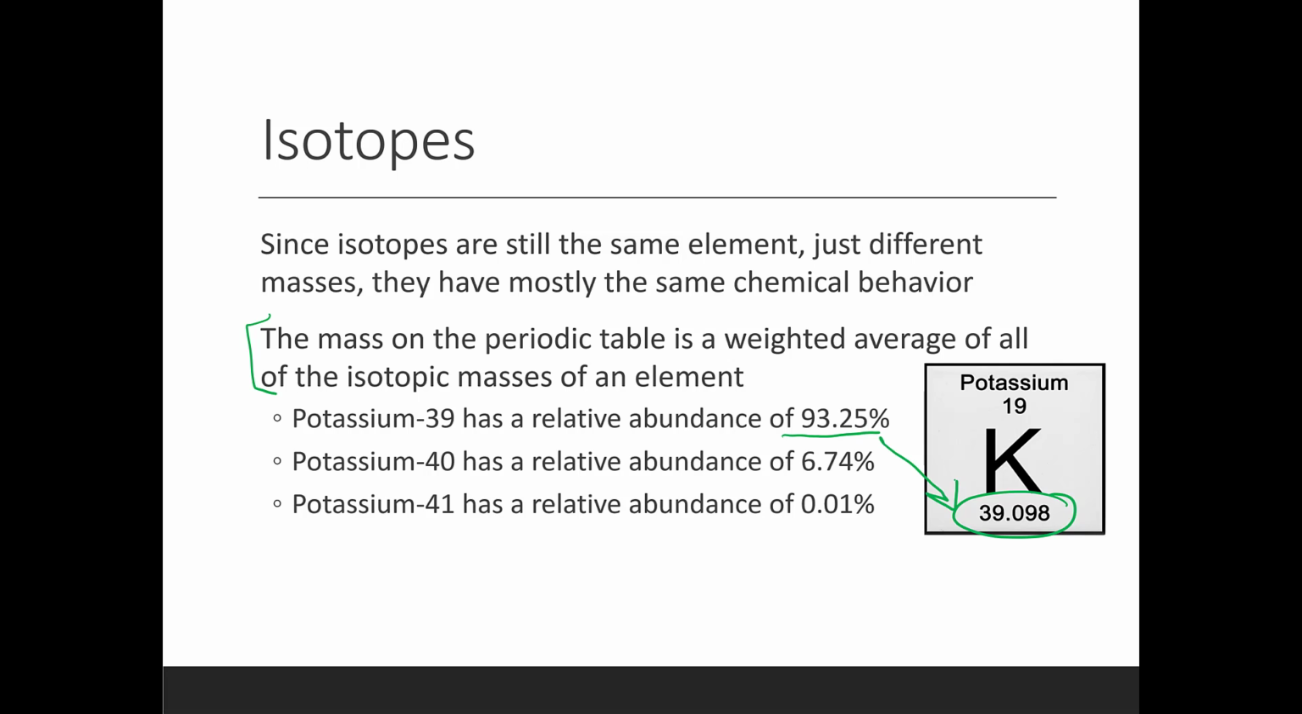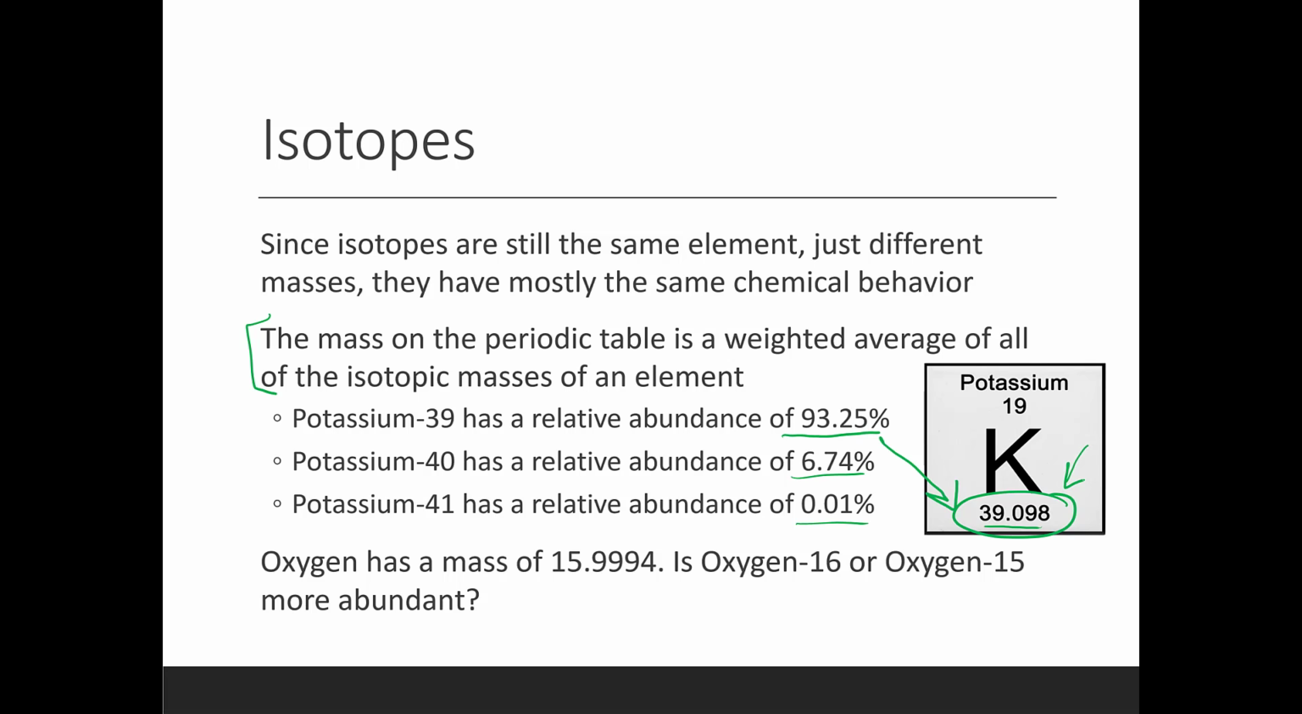You'll notice that the atomic mass is just barely over 39. That's because potassium 39 is so much more abundant than potassium 40 or potassium 41. Potassium 41 doesn't contribute hardly anything to the overall mass of potassium. So we can calculate the atomic mass of something based on the relative abundances of each of its isotopes. Or we can just sort of figure it out.